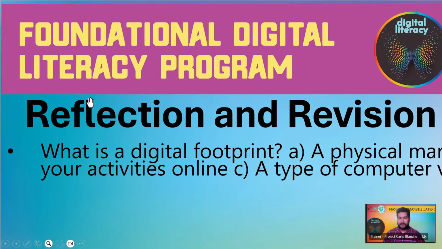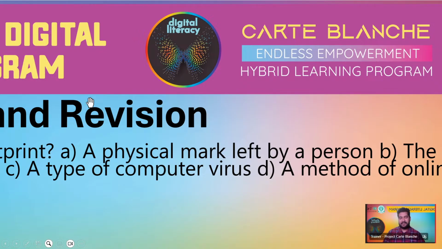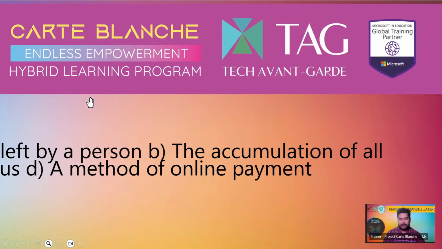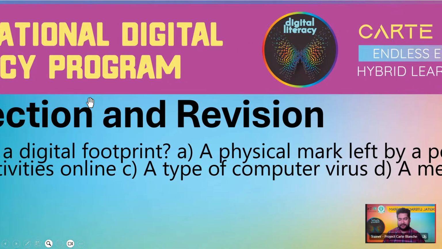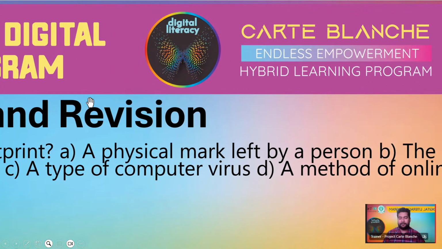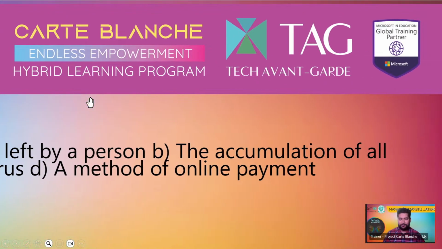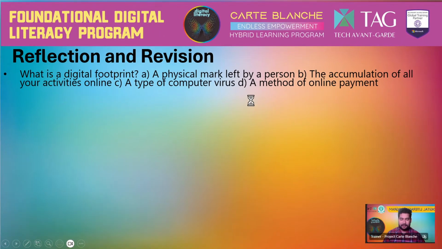What is digital footprint? The options are: a physical mark left by a person, the accumulation of all your activities online, a type of computer virus, a method of online payment. I'm pretty sure you got the answer. You must write it. Just write the answer sheet as A, B, C, D the moment you read the question.